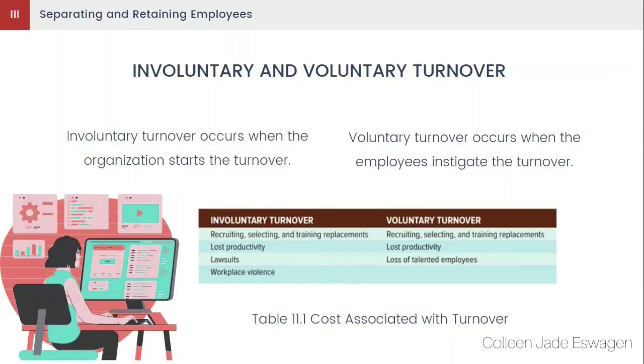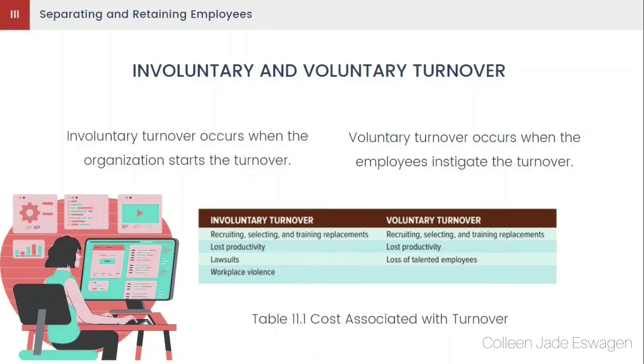Involuntary turnover occurs when the organization starts the turnover. For instance, an employee is showing a poor performance in his job or the background check failed, which includes fabricating documents and failing drug tests. Voluntary turnover, on the other hand, occurs when the employees instigate the turnover. For instance, job abandonment or the employee found another job. Organizations typically find ways to reduce voluntary turnover and eliminate the necessity for involuntary turnover, particularly among their best performers.